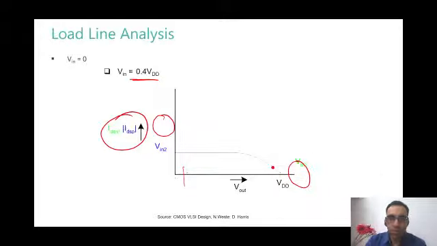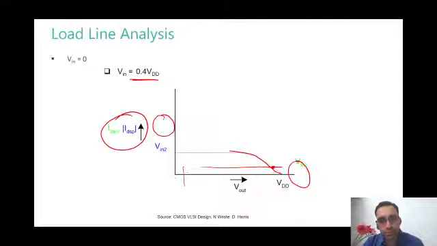So you see what is happening? My NMOS is clearly in saturation. What about my PMOS? It is in linear. Okay, understood, sir.